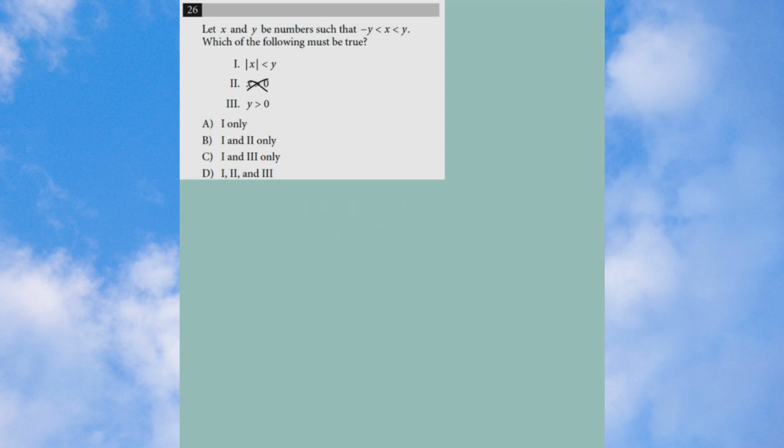What about 1? Does the absolute value of x need to be less than y? Well, let's see an absolute value of x that is greater than y. So let's say y is 2, and let's say x is negative 5. Well, negative 5 is less than 2. Its absolute value is 5 and it's greater than 2. But it doesn't match with the negative. Negative 2 is not less than negative 5. So it seems that we do need the absolute value of x to be less than y. Otherwise, the negative y could be greater than x. So we need both 1 and 3, and our answer will be C.